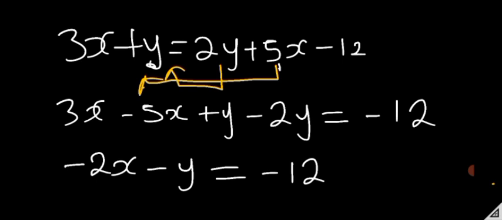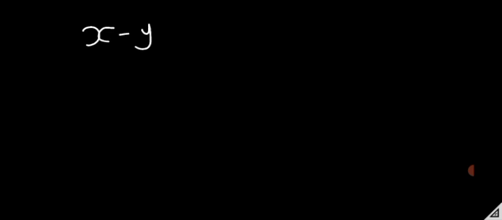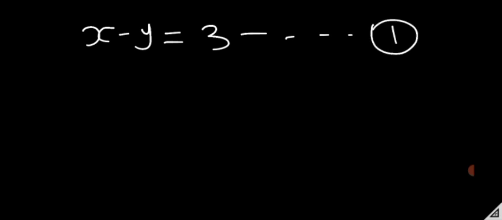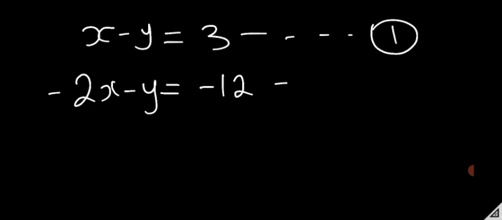So we can now rearrange, and we have x minus y equal to 3, equation 1, and equation 2 becomes minus 2x minus y equal to minus 12, equation 2. So easily we can just use the elimination method here, then we solve the other one using the substitution method.